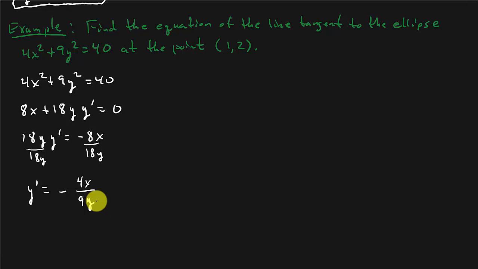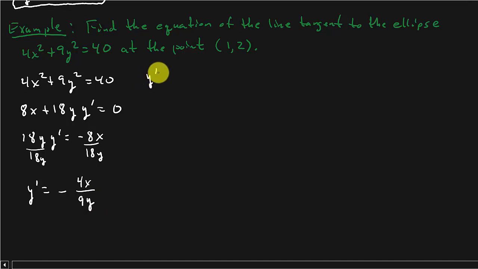So now what do we do? Well, we evaluate the derivative at the point. This time, notice how we have an x and a y, so we've got to plug the 1 in for x and the 2 in for y. So y prime of (1, 2) is negative 4 times 1 over 9 times 2, which is negative 2 over 9. Let me note this is m, your slope, negative 2/9.